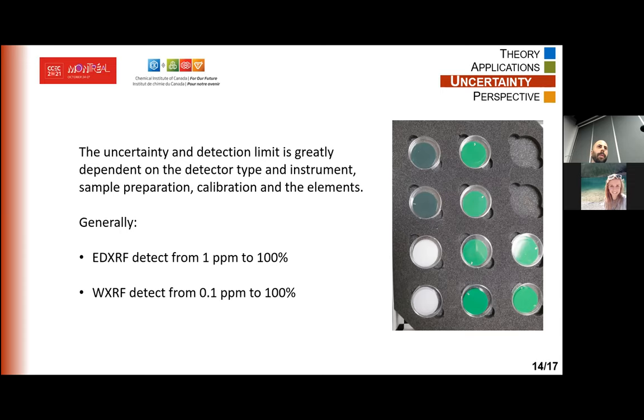Got to ppm even with wavelength XRF, you need to do a good sample preparation and use a good calibration to make sure that you can detect, especially if you have a complex sample with many elements in low concentration and you want to separate them, you will need to work more with that.